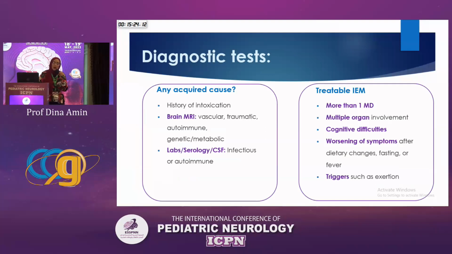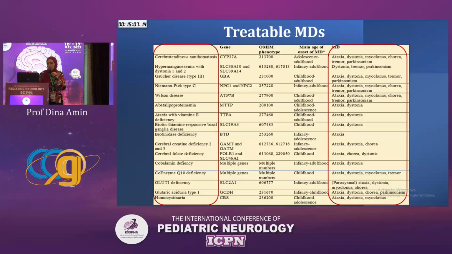We need to think of treatable inborn errors of metabolism when we have more than one movement disorder involved, multi-organ involvement, cognitive difficulties, or worsening of symptoms by fasting, infection, or dietary changes, and triggers, if ever they have any triggers such as exerting this movement.